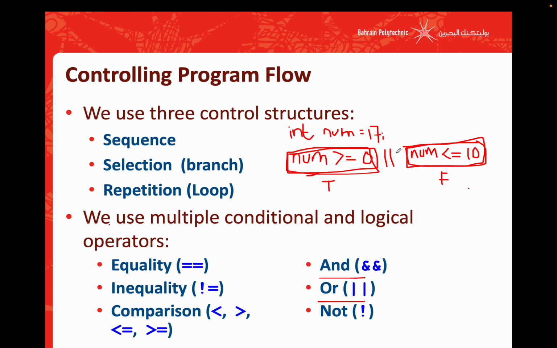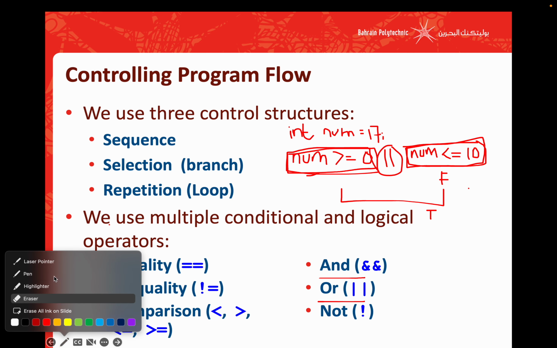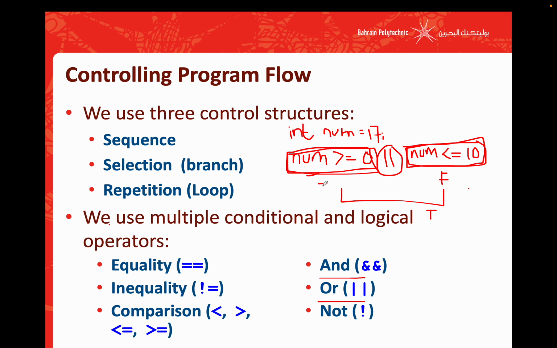With the OR operator, what happens is if either of the two conditions are correct, the final condition will be correct. Meaning if either of the two conditions are true, the final condition is true. The only time the OR operator gives you a false is when both of the conditions are false. Okay, but in this case, one of the conditions is true, so it will return true.